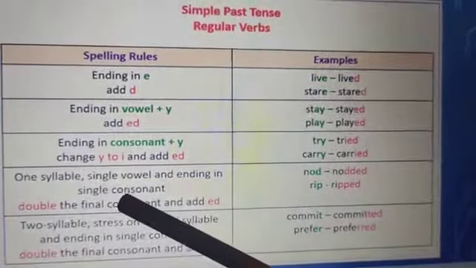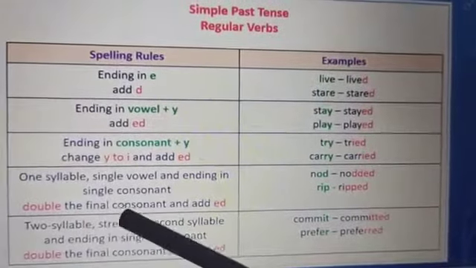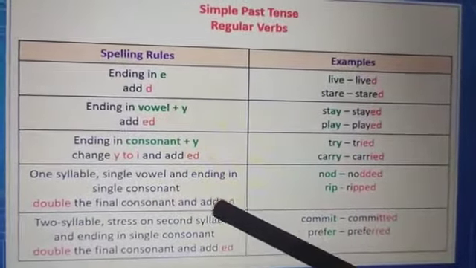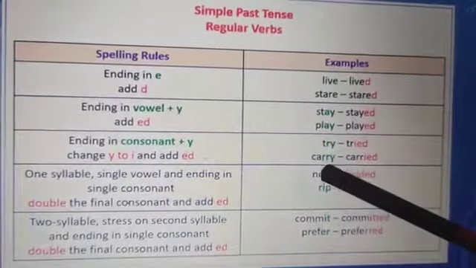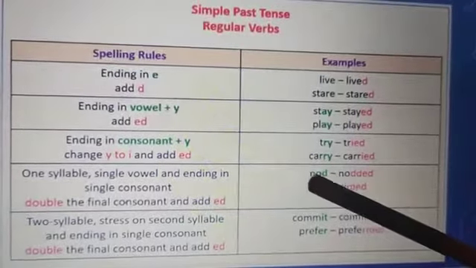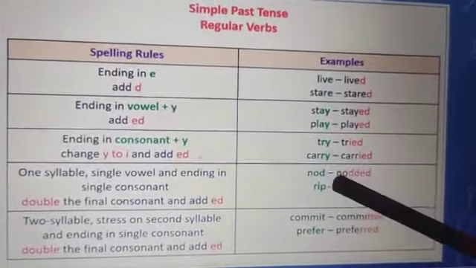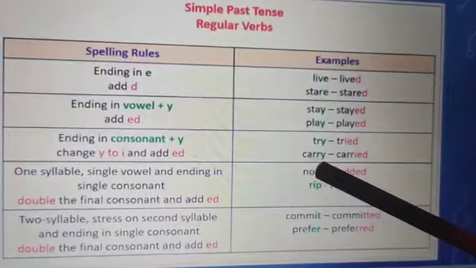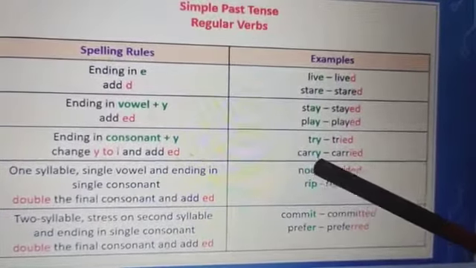One syllable, single vowel and ending in single consonant: double the final consonant and add ed. Here what we are doing, one syllable. Here is nod, only one syllable. We are using nod. There is a vowel and there is a single consonant. What we do, we double the final consonant. Nod, N-O-D.